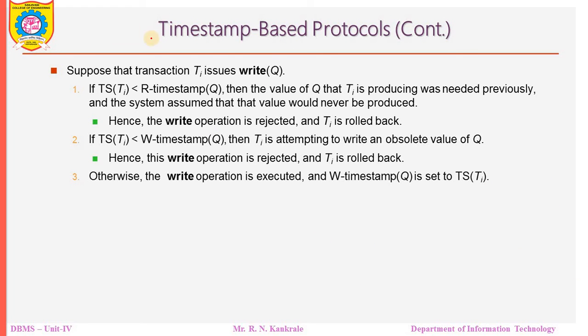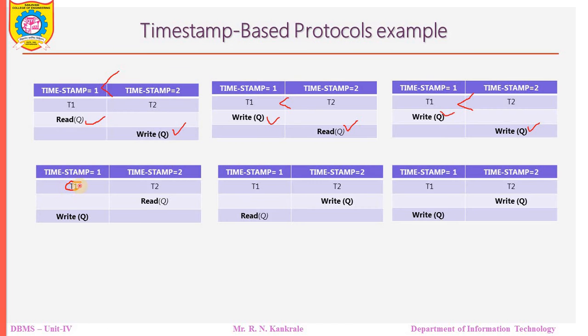Another condition is that Ti wants to write and Ti comes before other transactions. If the read timestamp of Q is greater than the timestamp of Ti, then the value of Q that Ti is producing was needed previously, and the system assumed that the value would never be produced. Hence, the write operation is rejected and Ti is rolled back. Let us understand with an example. Ti comes before T2 and Ti wants to write a value of Q.